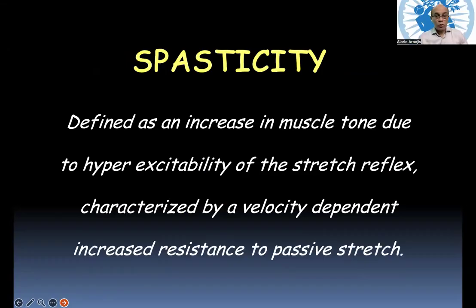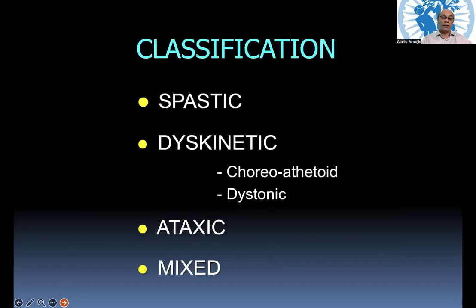So the first thing we need to know when we talk of cerebral palsy, of course, is spasticity. It doesn't mean that every child with CP has spasticity, but the majority of them do, because we know that it's an upper motor neuron lesion. So I think we should be aware that when we define spasticity, it's an increase in the muscle tone because of a hyperexcitability of the stretch reflex, and is typically characterized by a velocity dependent increase in resistance to passive stretch. So this is the classical definition of spasticity.